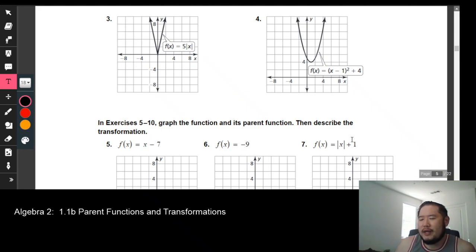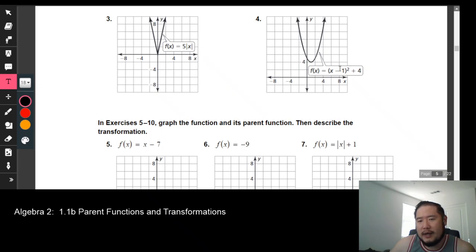The reason why I mentioned that is because if you look at number 4, this plus 4 is telling us that our graph is shifting up 4 units. It's outside of the parentheses. On number 7 right here, this plus 1 is outside of the absolute value. So if this plus 4 told me that it was shifting upwards, on number 7, that plus 1 is telling us that our function is shifting up 1 unit.